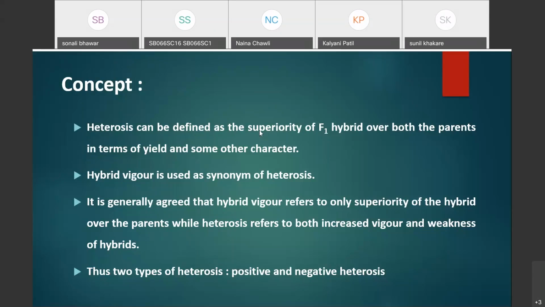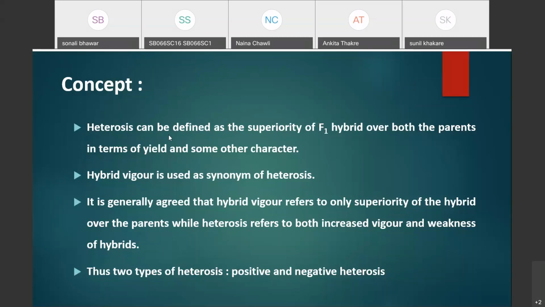This increased superiority or productivity of the hybrid over its parents is referred to as heterosis or hybrid vigor. Whenever the F1 hybrid is superior to either of its parents, it is said to be hybrid vigor or heterosis.